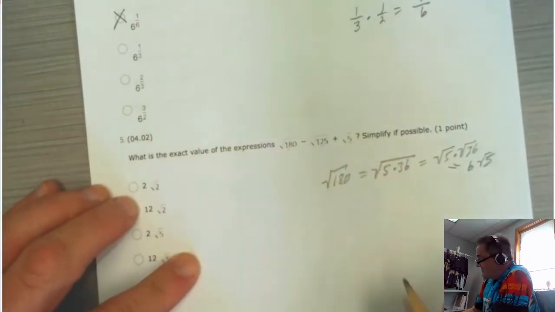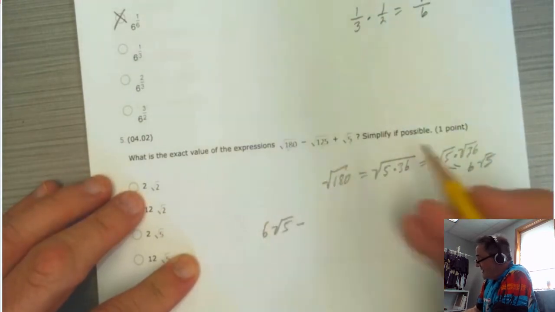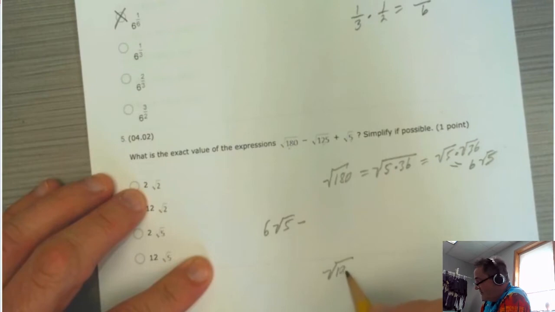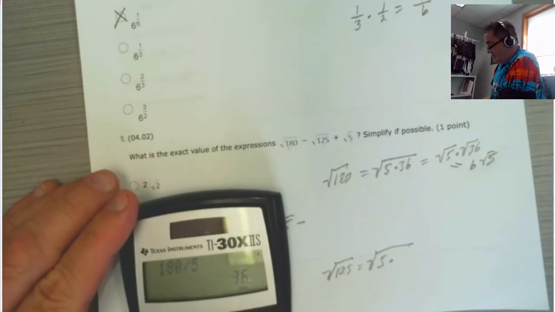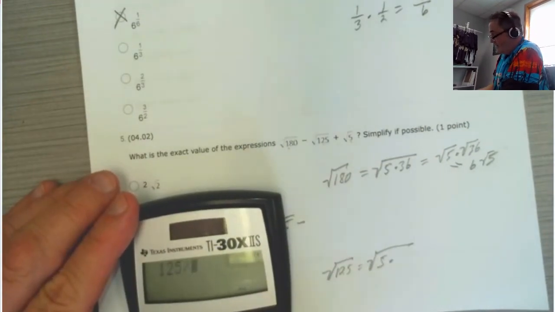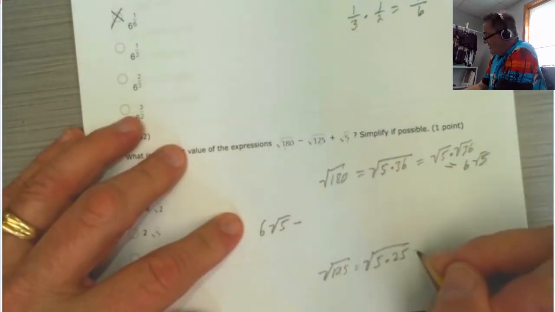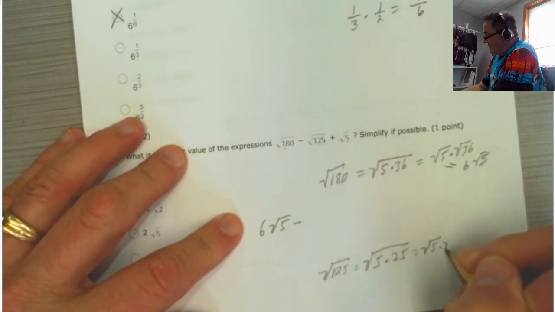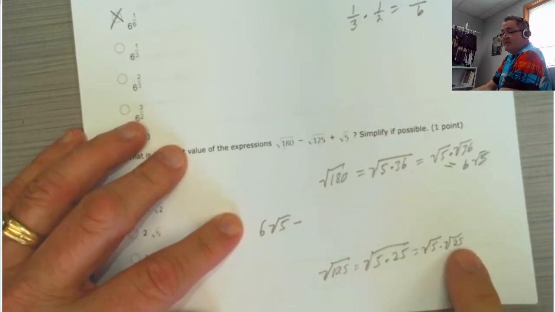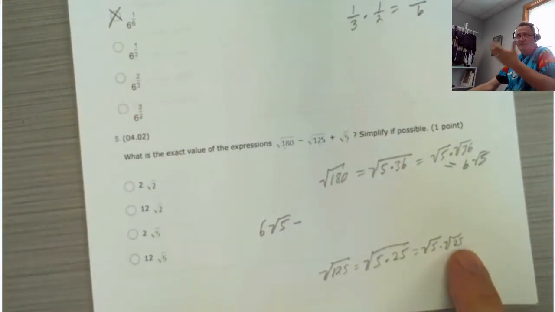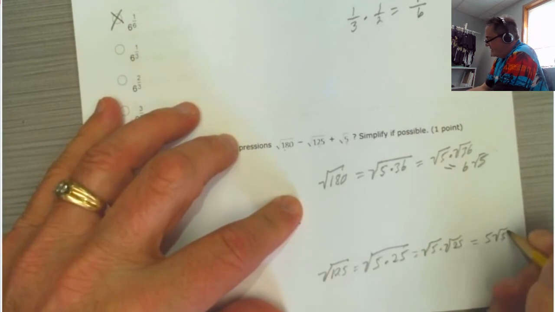So we can change this to be 6 times the square root of 5 minus something. We need to convert the square root of 125. That's the same as 5 times what? So 125 divided by 5 is 25. So that's the same as the square root of 5 times the square root of 25. We can just separate the radicals. And the square root of 25 is 5, right? Because 5 times 5 is 25. So the square root of 25 goes backwards to 5. So this is 5 times the square root of 5. So this is 5 square roots of 5.